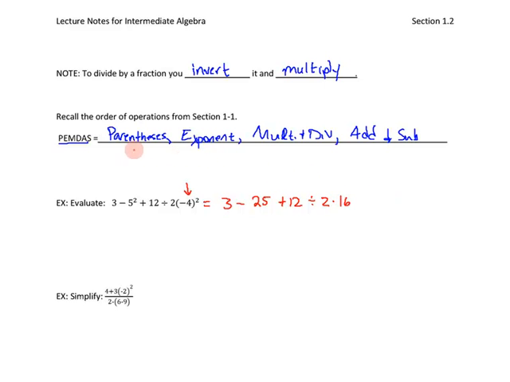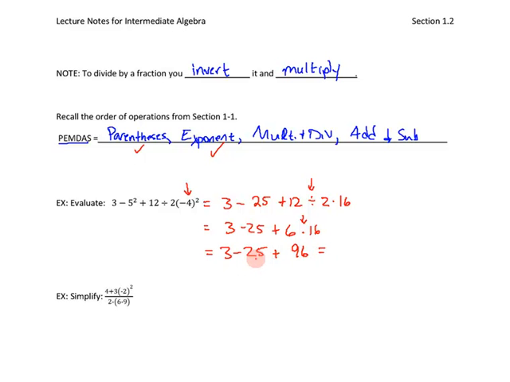So exponents are done. We've done parentheses, we've done exponents. What about multiplication and division? So from left to right, we're looking for either multiplication or division. We've got one right there. So we do it. 3 minus 25 plus, what's 12 divided by 2? It's 6. I still got another multiplication, so I'll do it. 3 minus 25 plus 6 times 16 is 96.